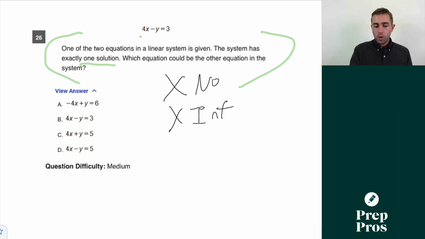Now, one way, especially if you're not quite as comfortable with some of these and looking at the answer choices and picking up the patterns, is you could go through and express this in y equals mx plus b form, which is often the safer way you can deal with this. So this will end up giving us y equals 4x minus 3. So what we're now looking for is we cannot have a slope of 4, because we're going to have no solutions or infinite solutions, right?